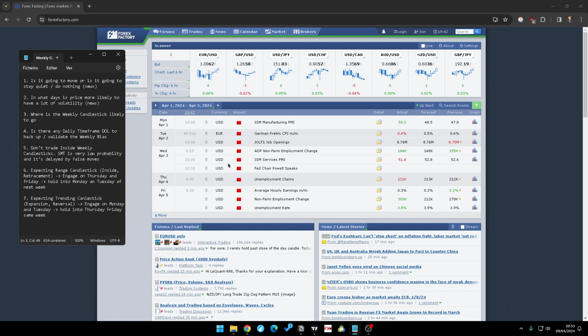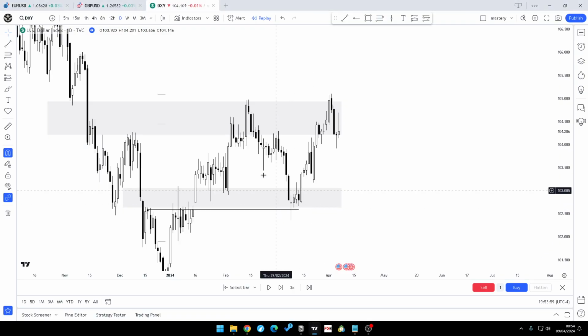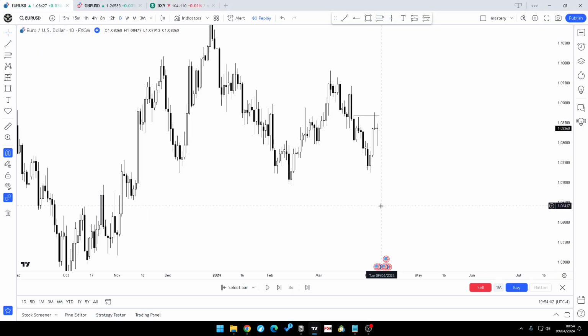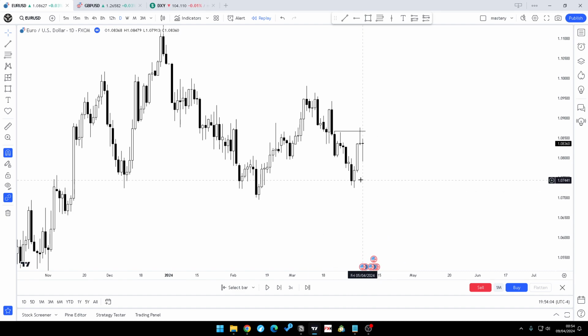Going back, what's the next thing? Is there any daily time frame draw on liquidity to back up that weekly bias? And yes, any daily lows formed this week on EU, I want to view as a magnet low, a low hanging fruit, before that time frame objective. So if indeed I was correct for this week, then any of these lows were going to be viewed as an objective.